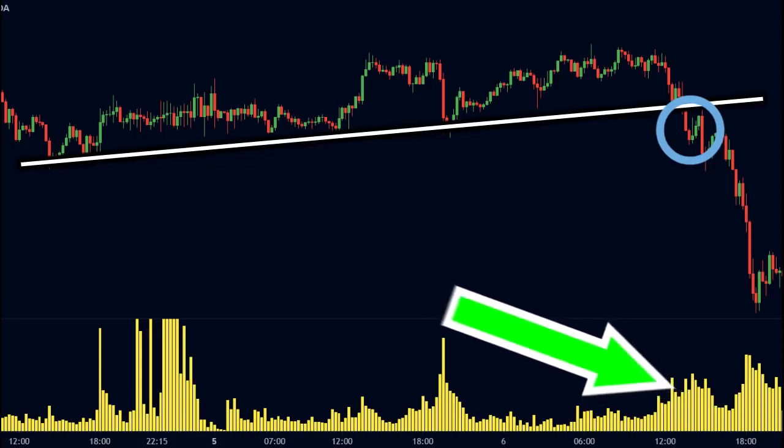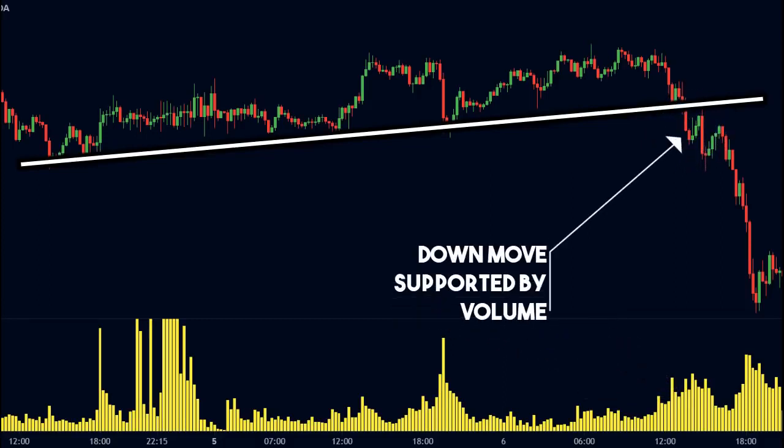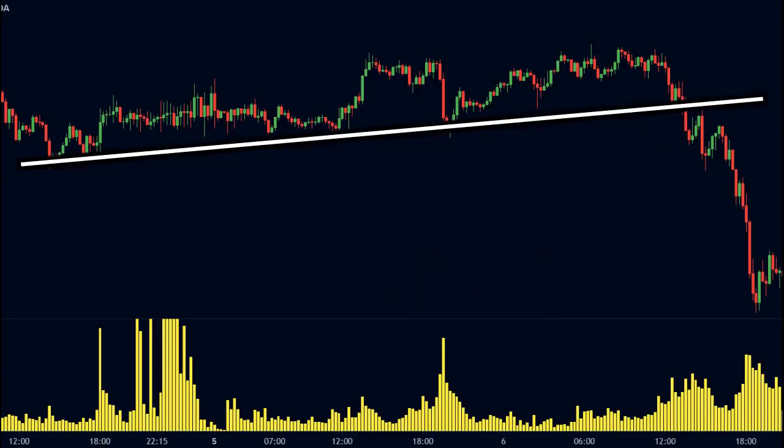Look at the volume on this candle. As we can see, the volume is rising as the price breaks the trend line. This is a clear sign that the down move is being supported by the volume. Therefore, we sell the pair here.